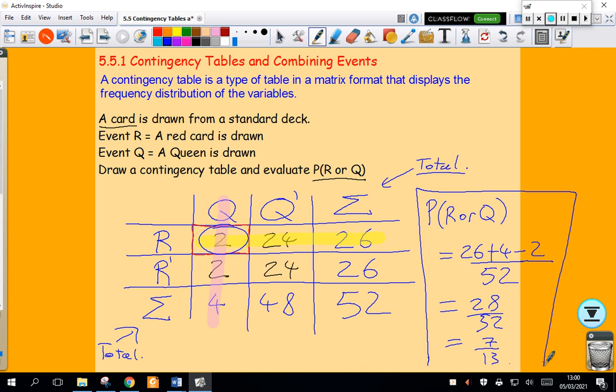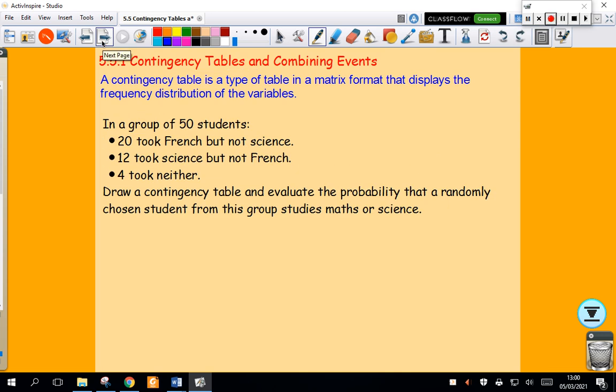Let me look at another example. So this is a contingency table. It's a rectangular display of numbers, used all the time in sciences, engineering, the business world, a very common thing. Let's look at another question here. In a group of 50 students, 20 took French but not science, 12 took science but not French, 4 took neither. Draw a contingency table and evaluate the probability that a randomly chosen student from this group studies maths or science. Okay, so again, the setup is pretty much always the same.